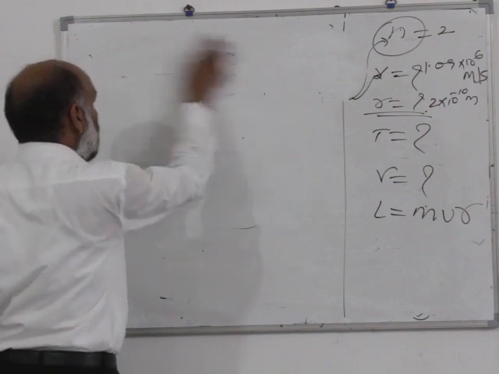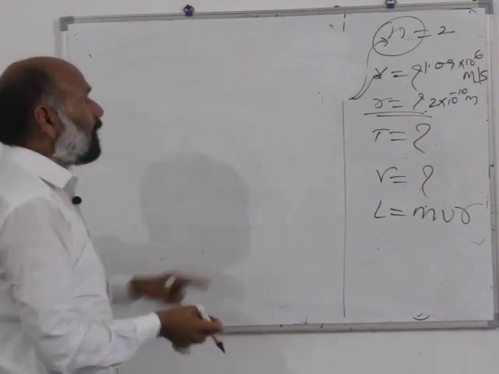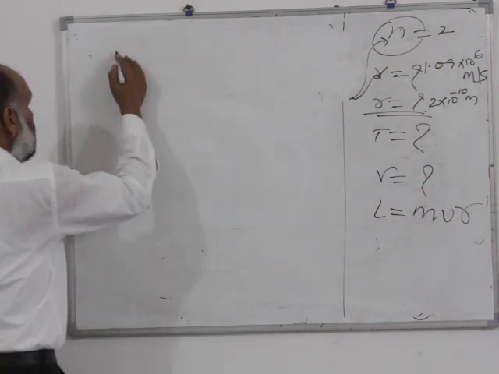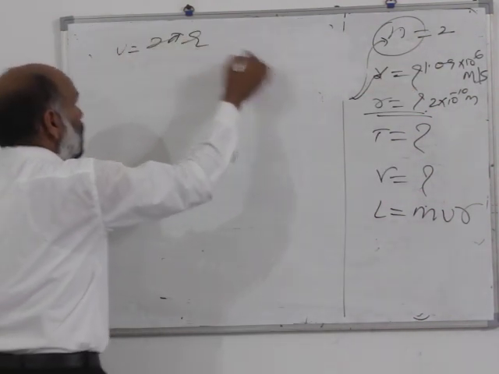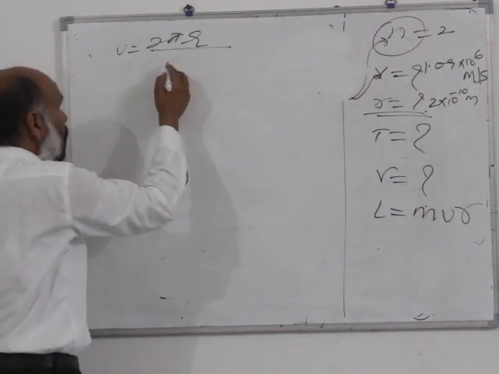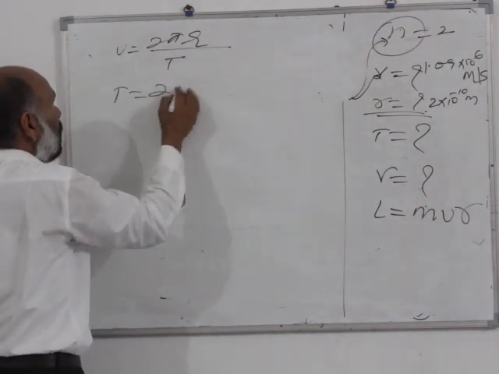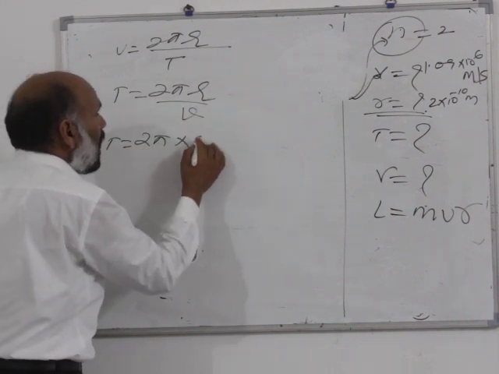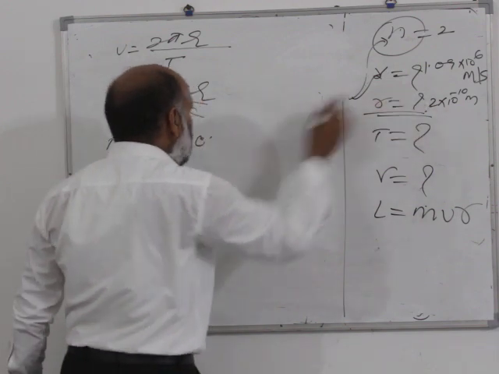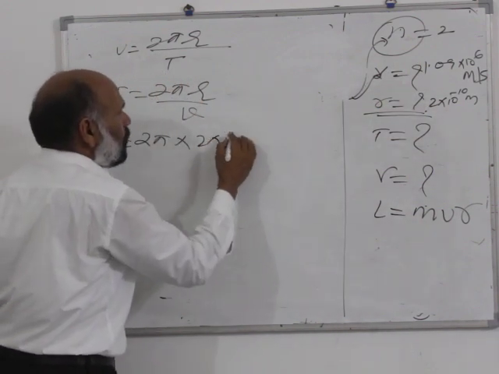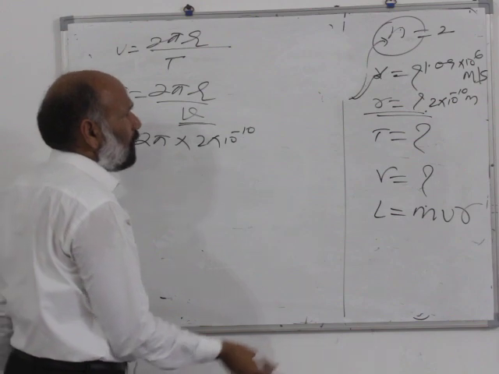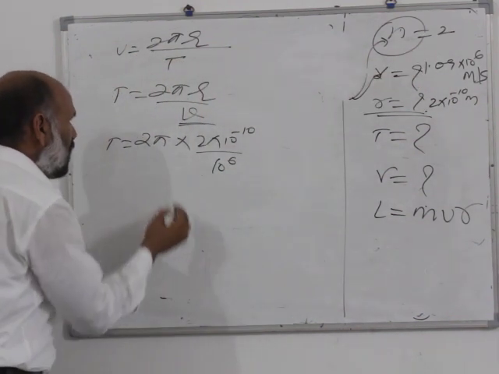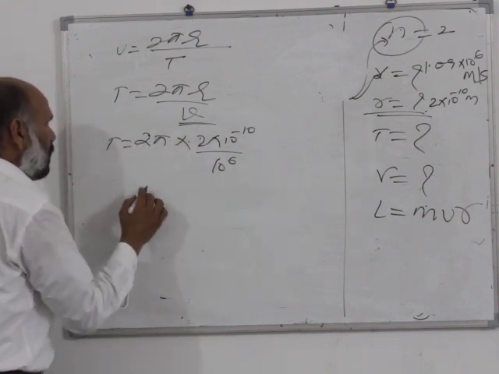Next, we have been asked, what is the time taken by the electron in the second orbit to complete one revolution? So velocity is circumference, 2 pi r, upon time. So what is time? 2 pi r by velocity. Okay, so 2 pi, what is r? 0.529 into 2, we have calculated this, into 10 to the power minus 10. What is velocity? Again we have calculated this, around 10 to the power 6. 2 2s are 4, 4 pi.